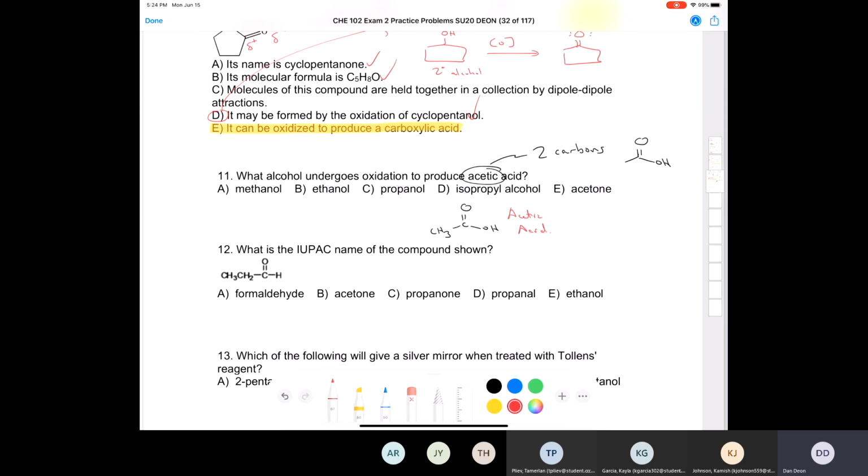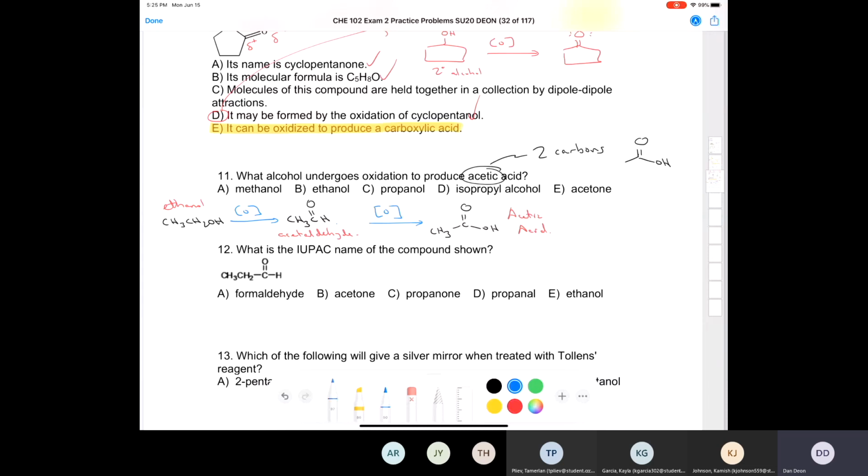And what's an alcohol that has 2 carbons in it? Who can tell me what alcohol has 2 carbons? Also not a trick question. There's only one alcohol with 2 carbons in it. Ethanol. Absolutely. So if I take ethanol, ethanol is a primary alcohol. And I can oxidize ethanol to this molecule, and that molecule is called acetaldehyde. And I can further oxidize that to give me acetic acid.